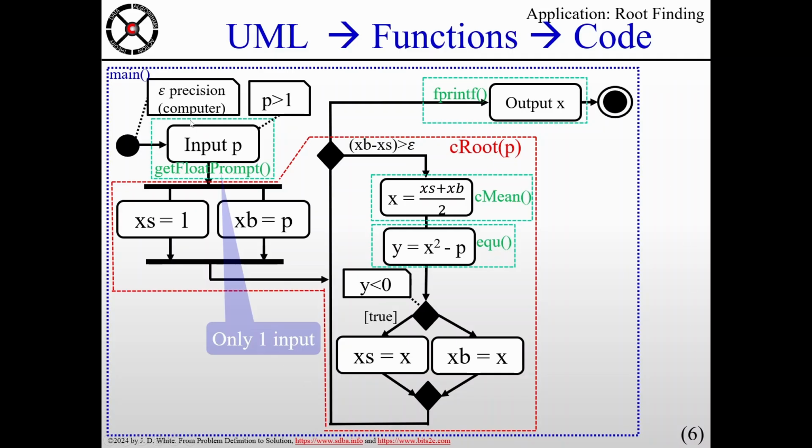It will call get float prompt. It will then call croot. Then it will call fprintf. So it'll be a very nice, so this will be our architecture for our program.